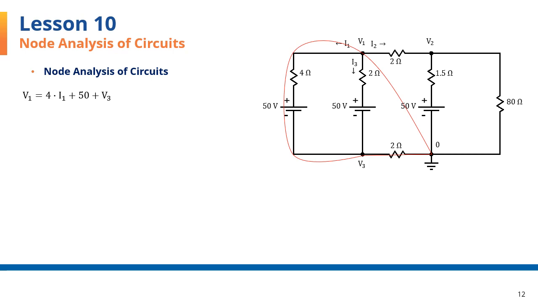You can see V1 equals 4 times I1 plus 50 plus V3. One more time. The voltage rises on the left side, the voltage drops on the right side of the equal sign. So going through V1, V1 represents a voltage rise, so it goes on the left. 4 times I1 represents a voltage drop, so that goes on the right hand side. There is another voltage drop of 50, that goes on the right hand side, and a voltage drop of V3. So that one also gets added to the quantities on the right hand side.